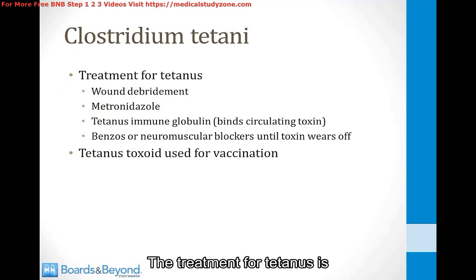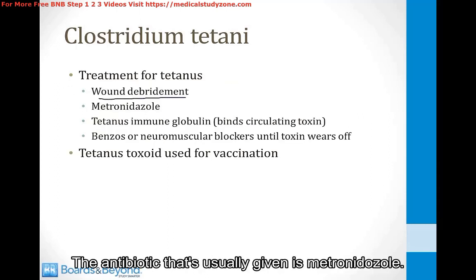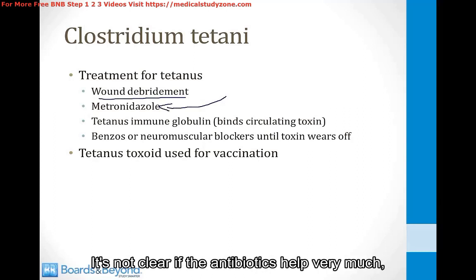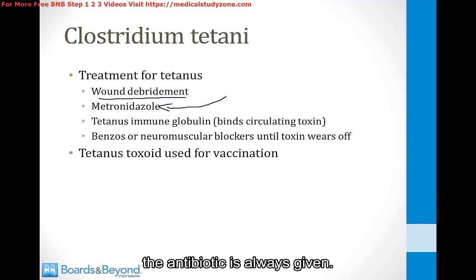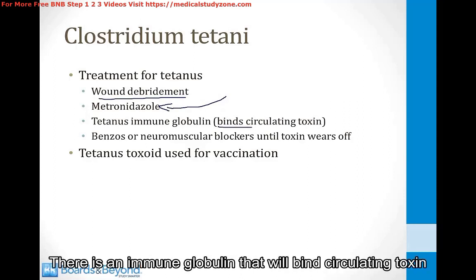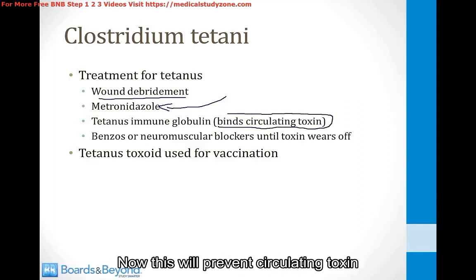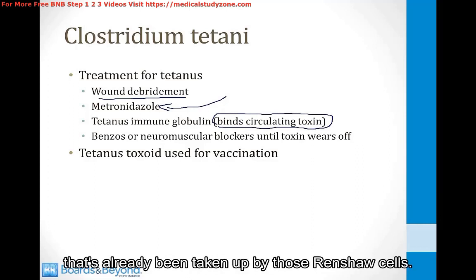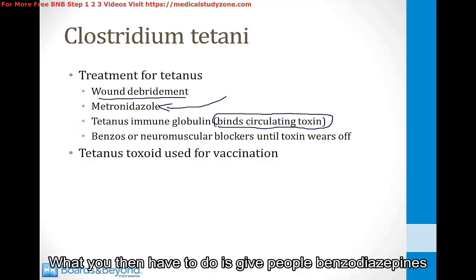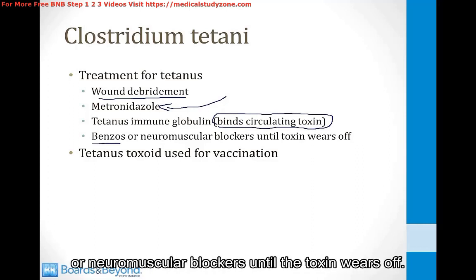The treatment for tetanus is to debride any wounds that are present. The antibiotic that's usually given is metronidazole. It's not clear if the antibiotics help very much, but because it's a serious illness, the antibiotic is always given. There is an immune globulin that will bind circulating toxin that can be given. Now, this will prevent circulating toxin from getting into the nerves, but it won't do anything for the toxin that's already been taken up by those Renshaw cells. What you then have to do is give people benzodiazepines or neuromuscular blockers until the toxin wears off.